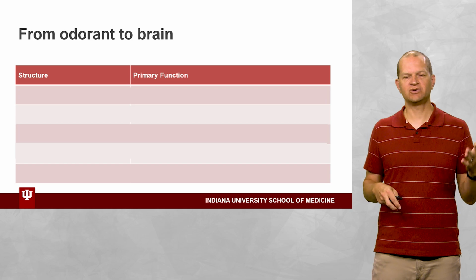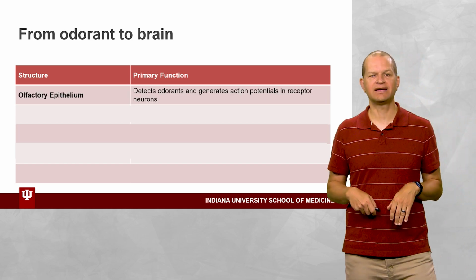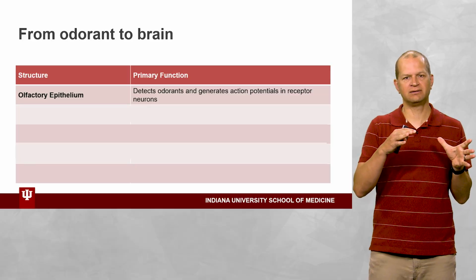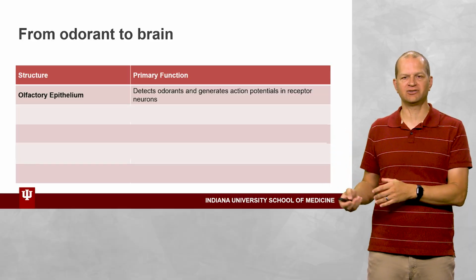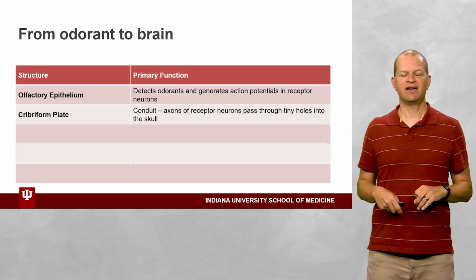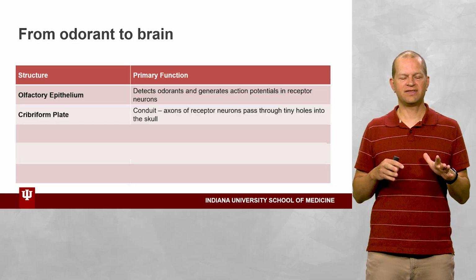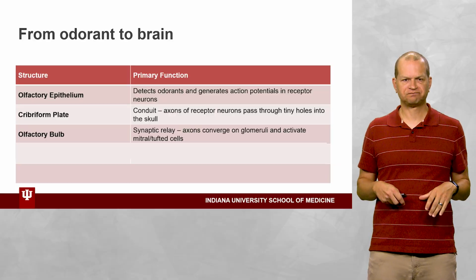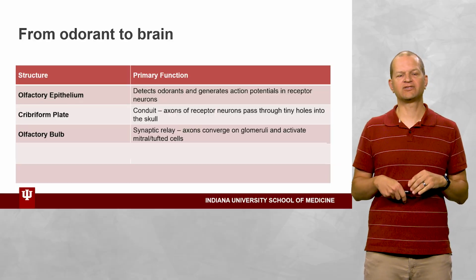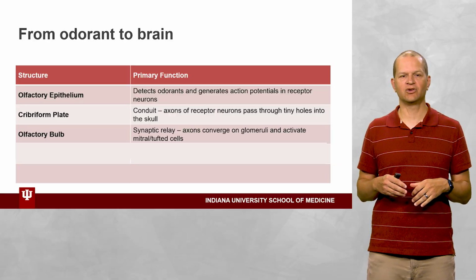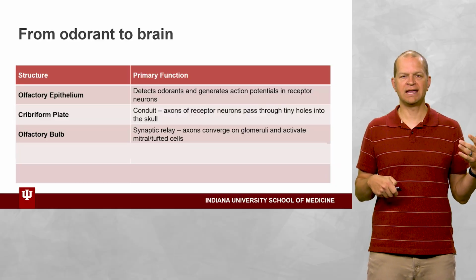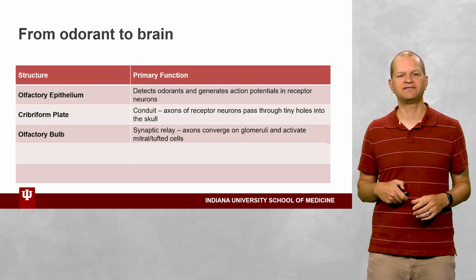Last thing I want to do is go through the main pathway. You have the olfactory epithelium. This is ultimately where those graded potentials lead to action potentials. Then you have the cribriform plate. This is where these neurons go through in your skull. This leads to an olfactory bulb, which is kind of a relay. It connects your cribriform plate, or these neurons, and activates what we call mitral or tufted cells.